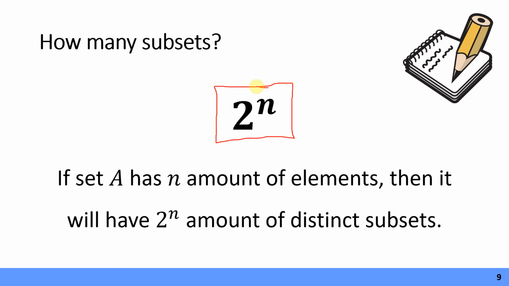The n is going to be replaced by the cardinality of the set. If you don't remember what cardinality means, it's just the amount of elements. So for example, if I give you a set with, let's say, 8 elements, then all I have to do is put in my calculator 2 to the 8th power, and that's going to tell me how many subsets the set has. Okay, so make sure you write down this formula, put a little star next to it.